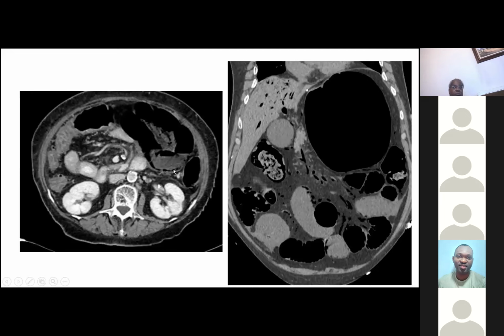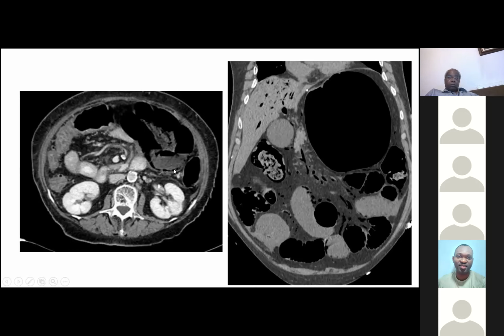So this was a case where we started off with a plain film and we ended up doing a CT scan. In this kind of scenario, where patients come in with abdominal pain and raised lactate, a plain film is not the examination to do. So this was an inappropriate use of an abdominal X-ray.